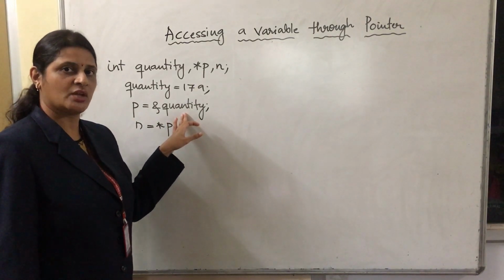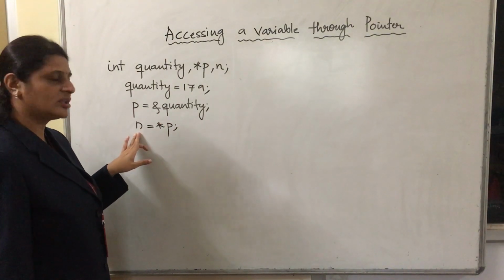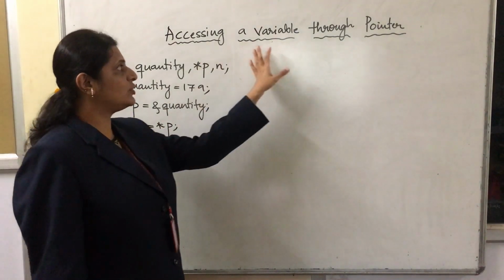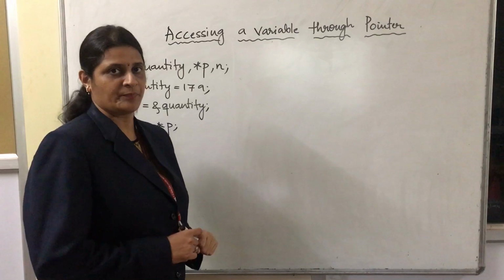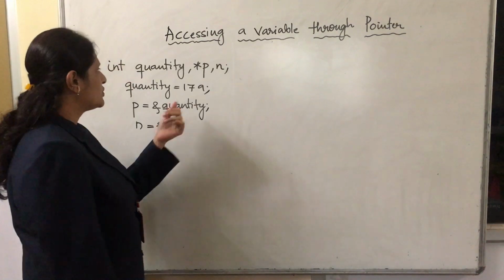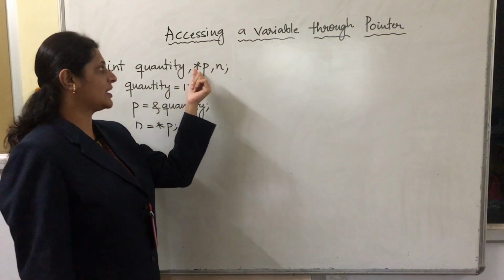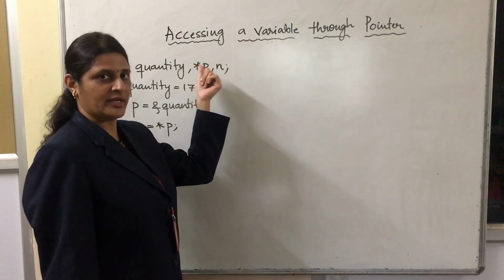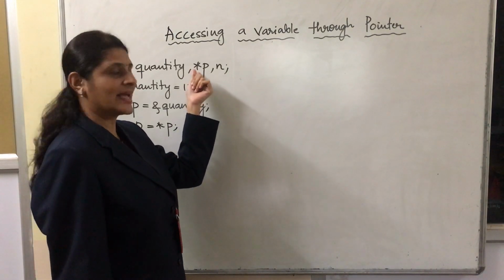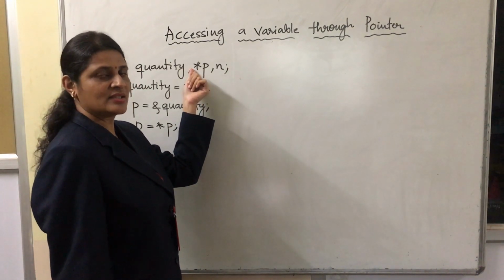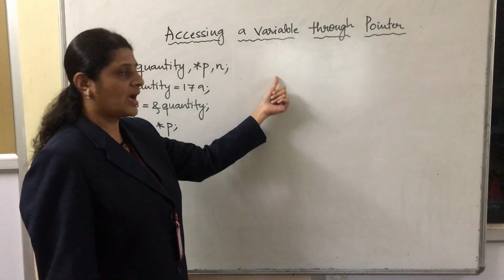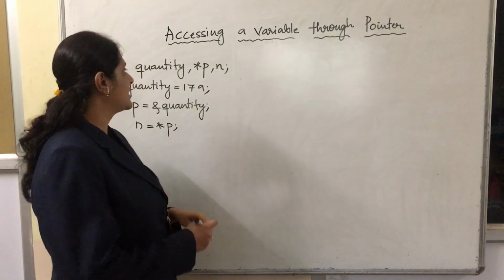So here the variable is quantity, and next we have one more statement saying n is equal to star p. So how do we access a variable through a pointer? We are accessing the variable through the pointer using this asterisk symbol, or we can call it an indirection operator. As we know, we declare the pointer variable using this asterisk. So using this asterisk, we are going to access the variable through the pointer. We will see how. This is the example we are considering here.